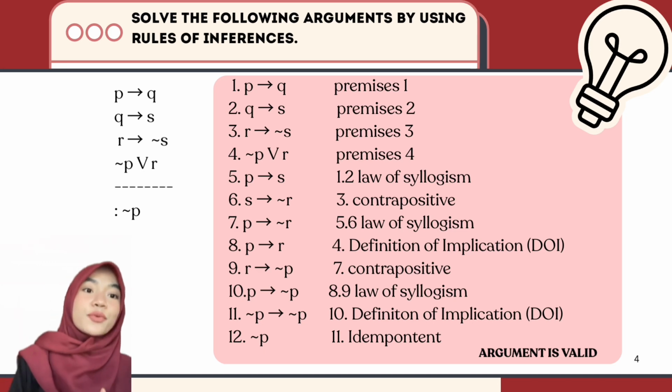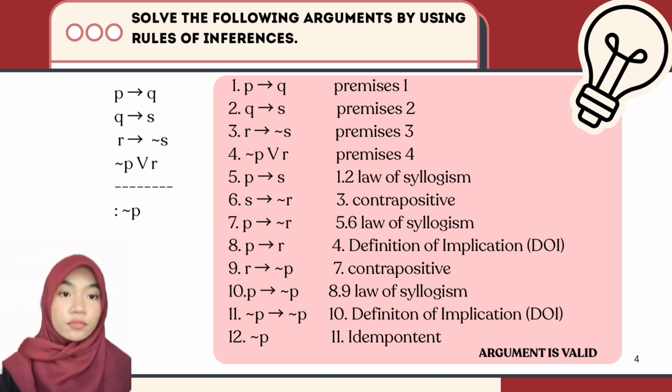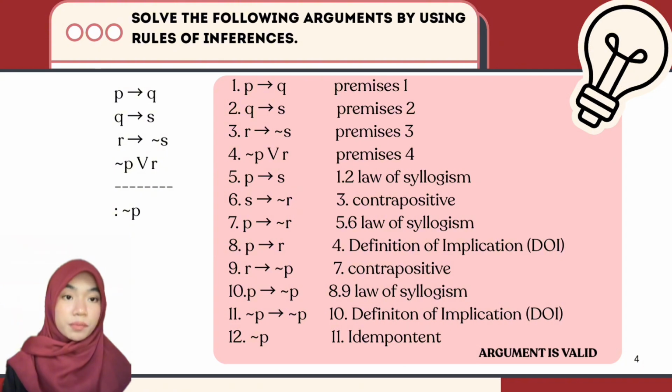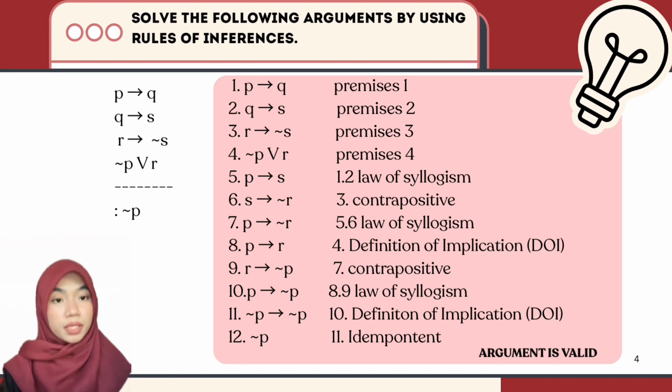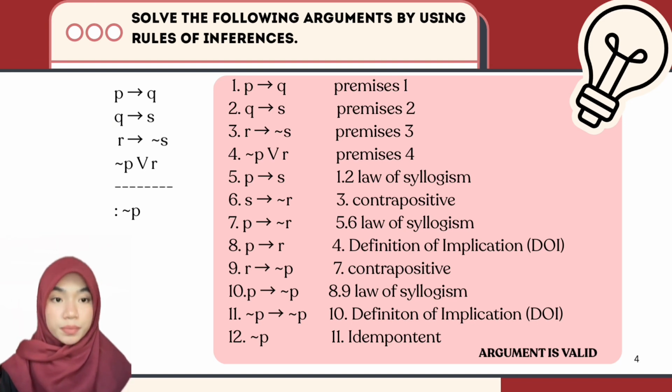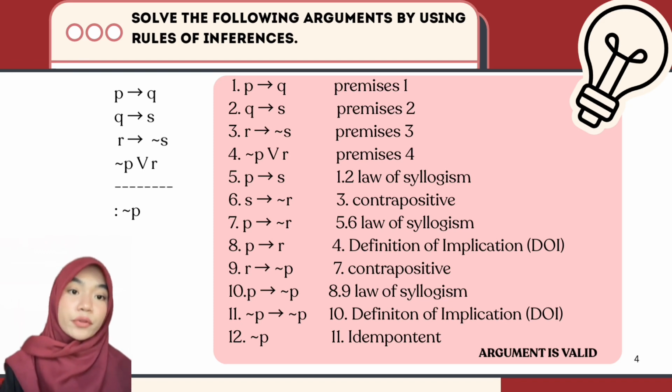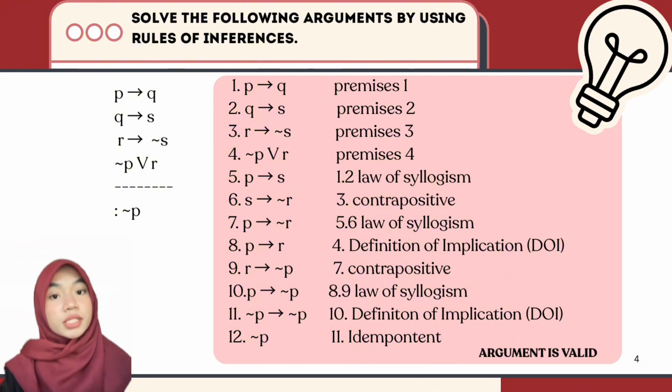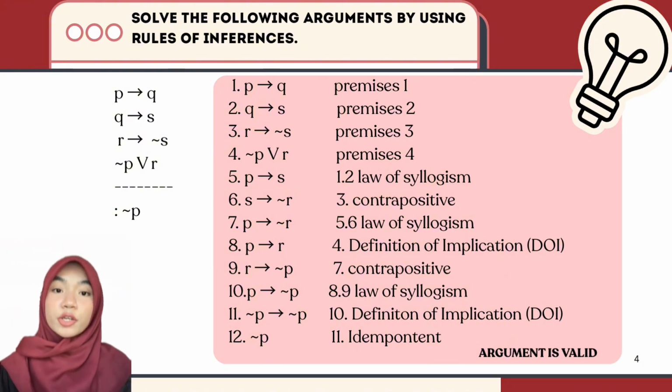For 9, we use 7, contrapositive, and we get R implies negation P. For 10, from 8 and 9, law of syllogism, we get P implies negation P. For 11, we use 10, definition of implication, negation P or negation P. And lastly, we use 11, idempotent, and we get negation P. So, the argument is valid.